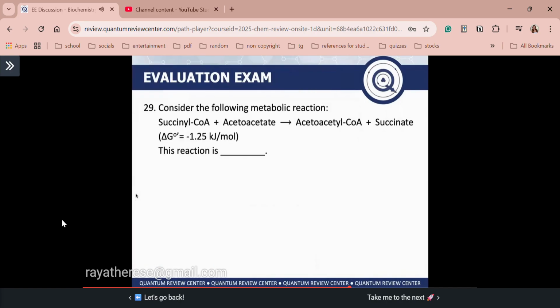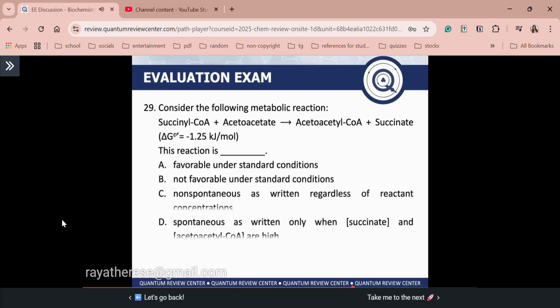Number 29, let's consider the following metabolic reactions. So we have your succinyl-CoA condensed with your acetoacetate to form your acetoacetyl-CoA plus your succinate intermediate. Okay, the standard delta G, or Gibbs free energy change, is around negative 1.25. Also relatively non-spontaneous po yan. Yes po. In these standard conditions, remember class, this is your standard delta G, your reaction is actually spontaneous, meaning it's favorable po. So here are our choices.